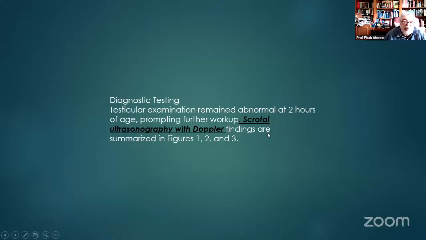So they did scrotal ultrasonography with Doppler, which solved the problem. What is your differential at this point? A preterm baby who is having edema and bluish discoloration of one of the hemiscrotum, persistent. Otherwise, everything looks okay. What do you think is going on?